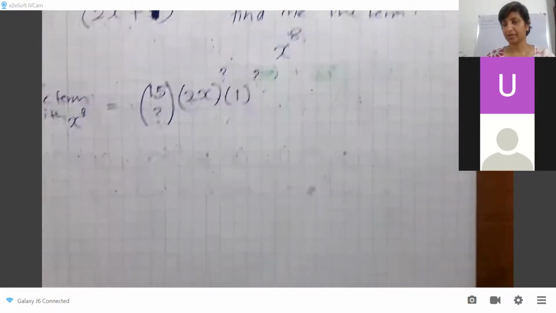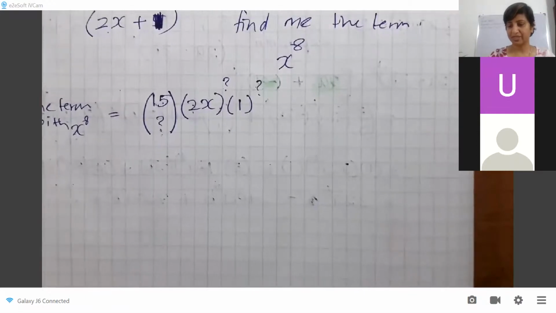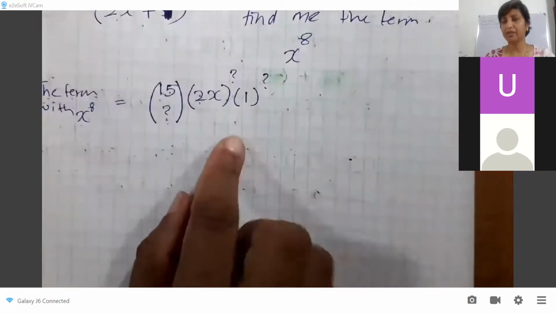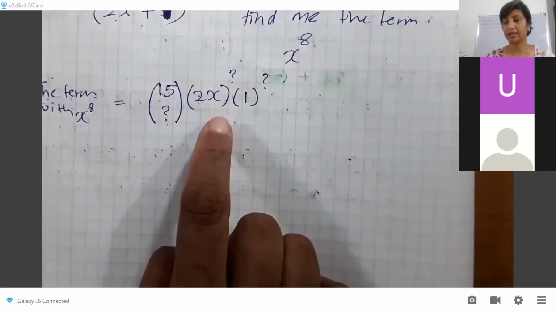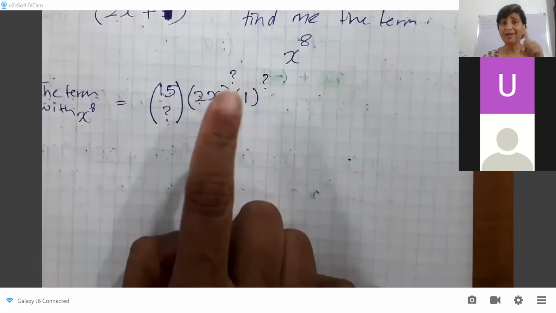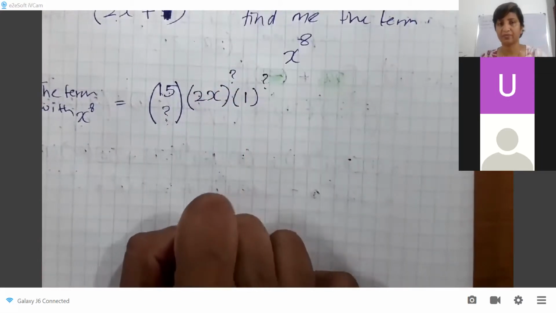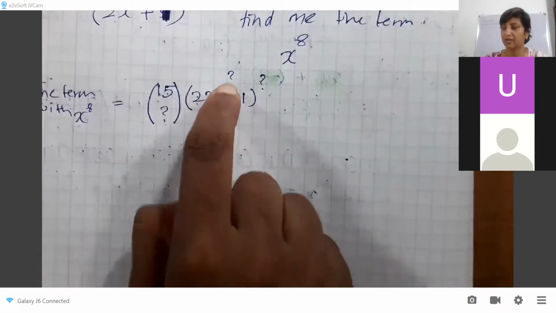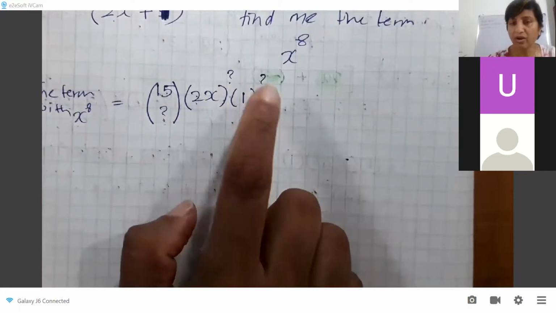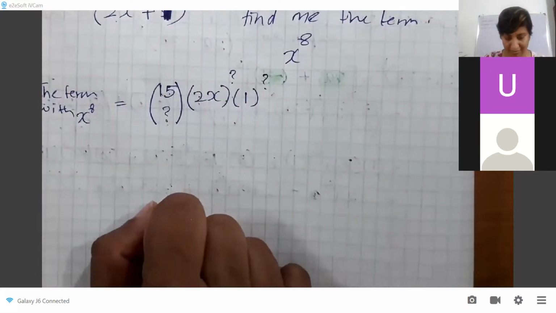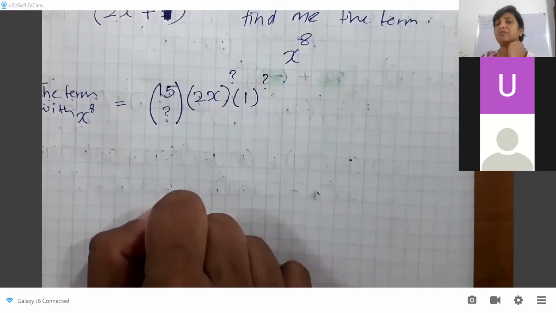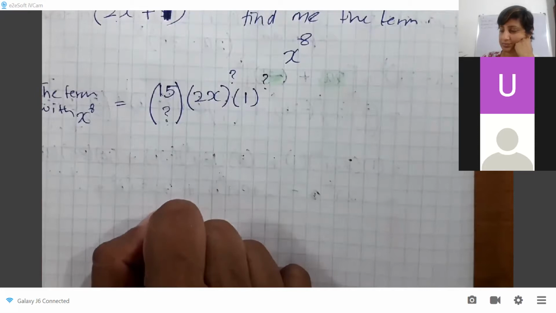Now, my question was, since I'm looking for the term that has x to the power of 8 in it, I can immediately say what one of these question marks should be. There is a missing number here, here, and here. One of these numbers I can immediately fix because I am looking for the term that has x to the power of 8 in it. Tell me what that is. This is not a difficult question I'm asking.